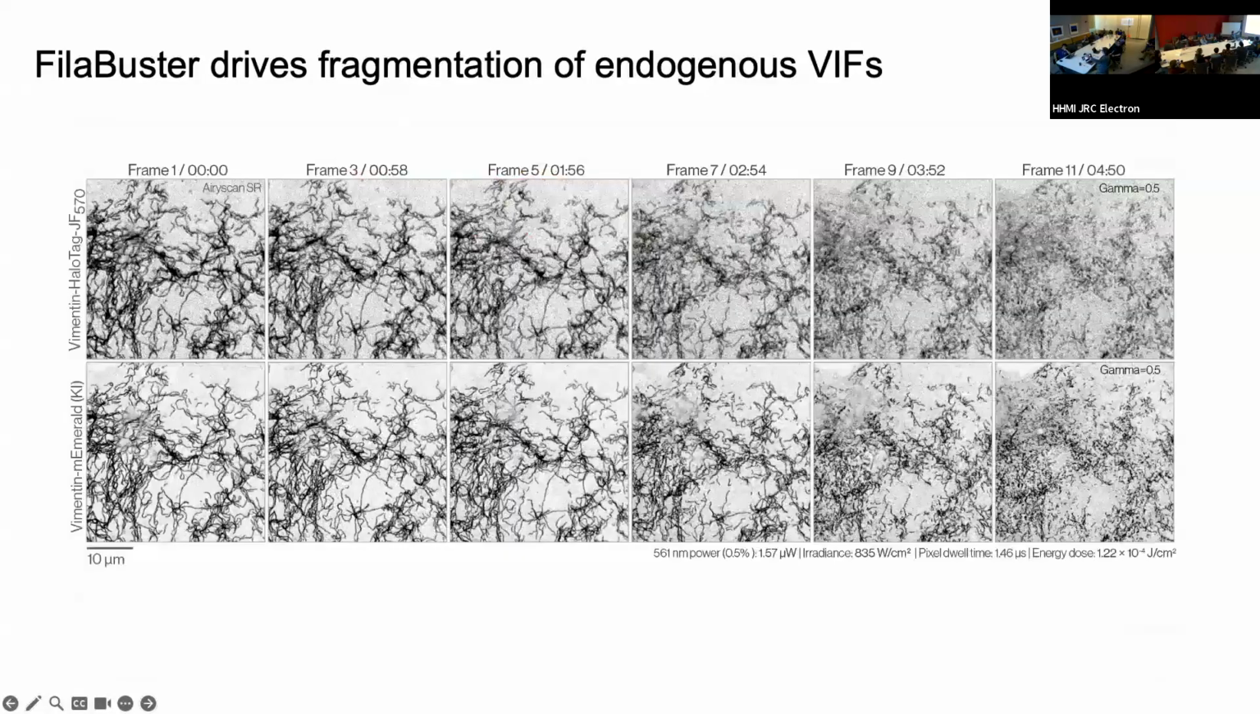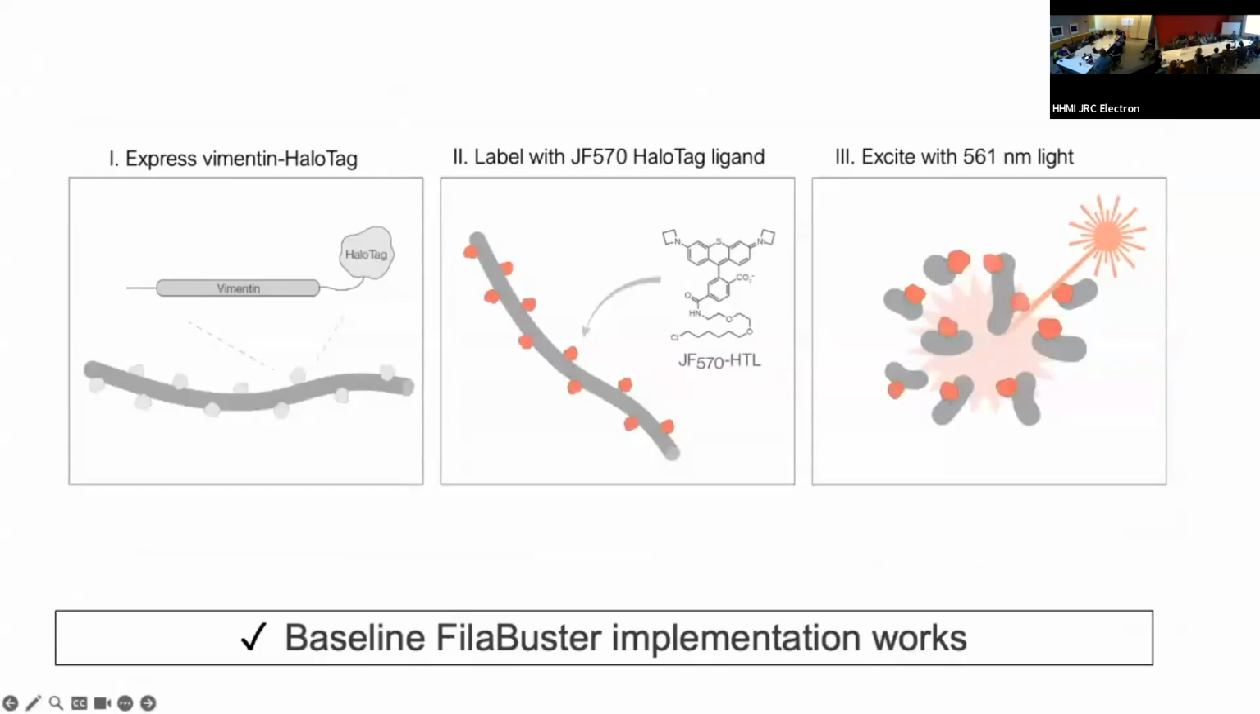Here we can actually see both channels side by side, if interested. That's the probe on top, the JF570, and the endogenous vimentin simultaneously breaking apart. So it seems mission accomplished. We have a baseline FilaBuster implementation where we can use light to trigger disassembly of intermediate filaments. 24 hours later, those cells are still alive. We did biochemistry with them. It doesn't trigger runaway oxidative damage to the cell in the same way that hydrogen peroxide does.